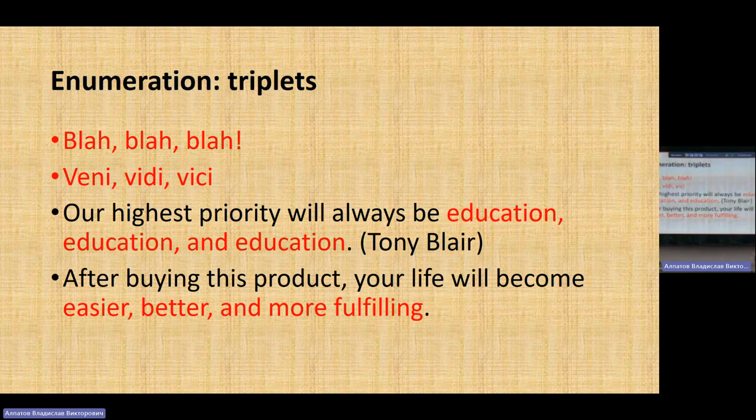So if you want to make your enumeration beautiful, it's better to say 1, 2, and 3. But it could be a triplet. They are all over us in our everyday speech. We say, oh, blah, blah, blah, right? Or yeah, yeah, yeah, right? This is also a triplet.